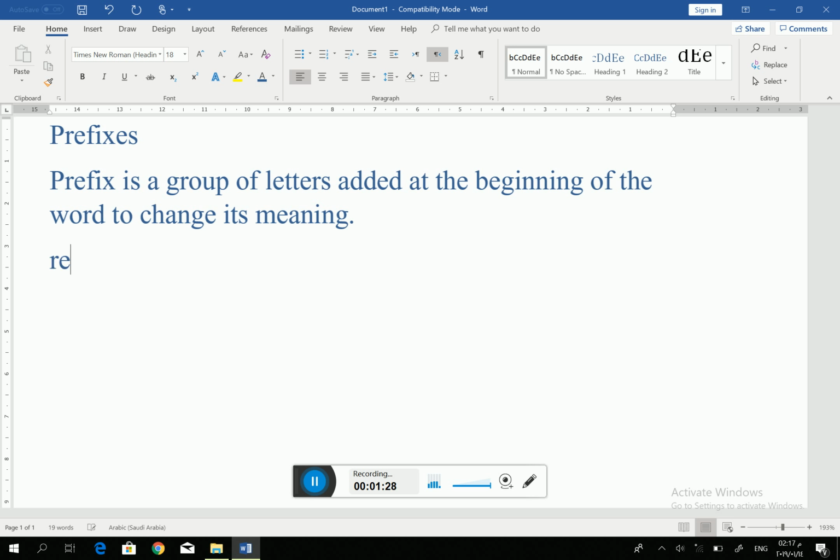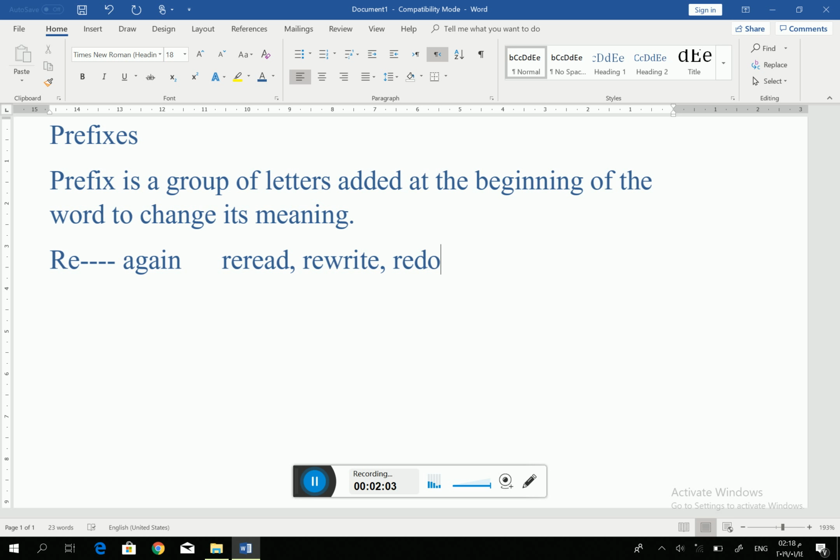First, re. What does re mean? Re means again. If you add re to a word, this means again. Example, when you say I read a story, you can say reread a story. What is reread a story? Reread the story means to read the story again. Another example, rewrite. Rewrite means to write again. Redo. Redo means to do something again.